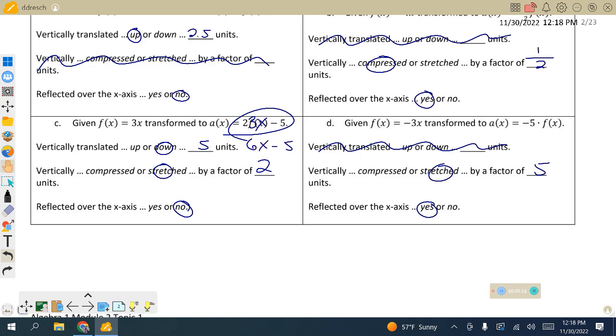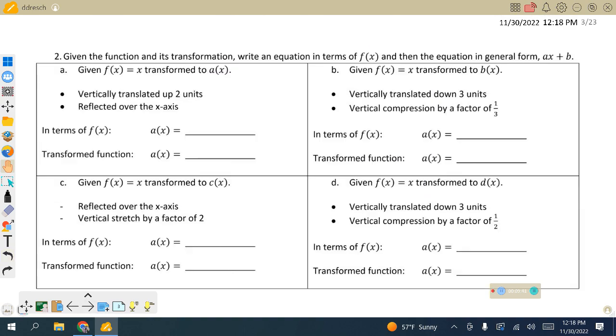6x minus 5. I'm getting rid of that f of x and just writing x. That's what I mean by the transform function. So let's go ahead and do that. Let's do the first one together. Let's write it in terms of f of x. So I know I have to have an f of x in here.